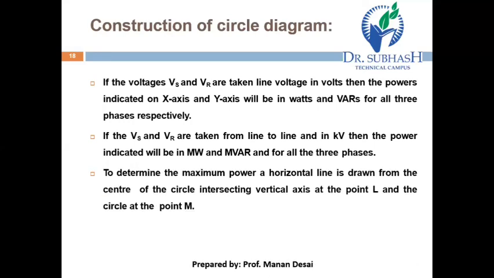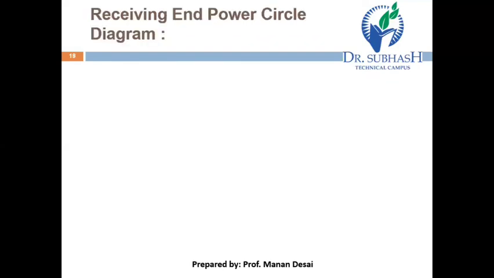To determine the maximum power, a horizontal line is drawn from the center of the circle, intersecting the vertical axis at the point L and the circle at the point M. The distance LM represents the maximum power for the receiving end.